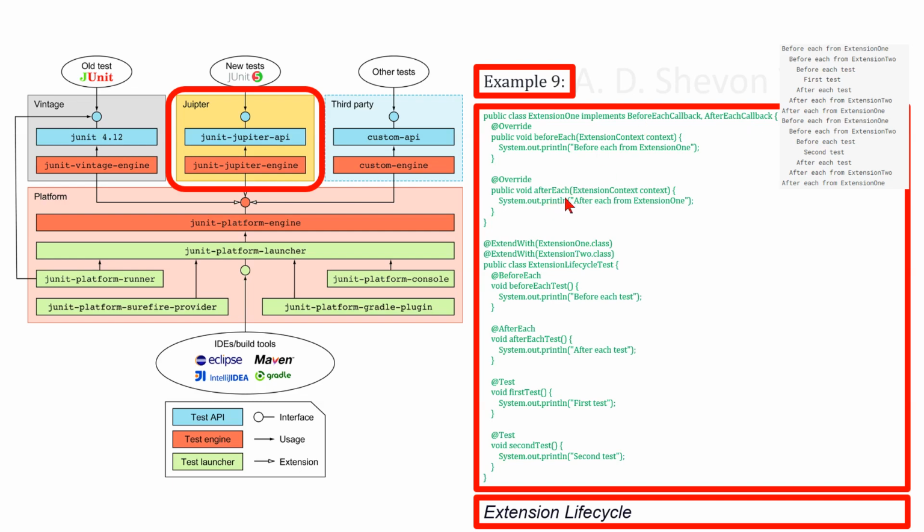Method void afterEach(ExtensionContext), a callback that is invoked after an individual test, and any user-defined teardown methods for that test have been executed.